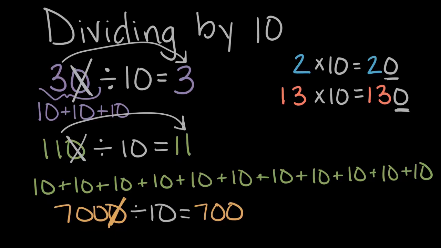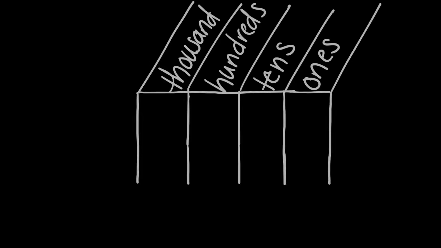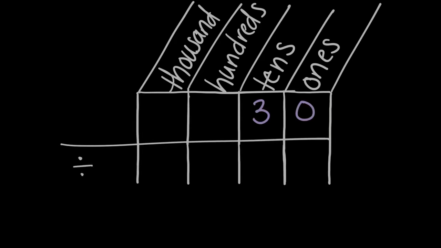Let's take this all a step further and let's think about what dividing by 10 is doing to these numbers, to 30, to 110, to 7,000, in terms of their place value. So here's a place value chart. Let's use it to look at one of the numbers we already tried, something like 30. And when we divided 30 by 10, remember what happened to the 3. Instead of being 3 tens, our solution was 3 ones. The 3 moved one place value to the right.